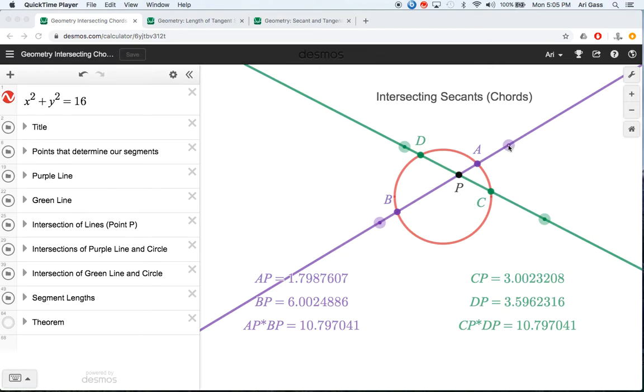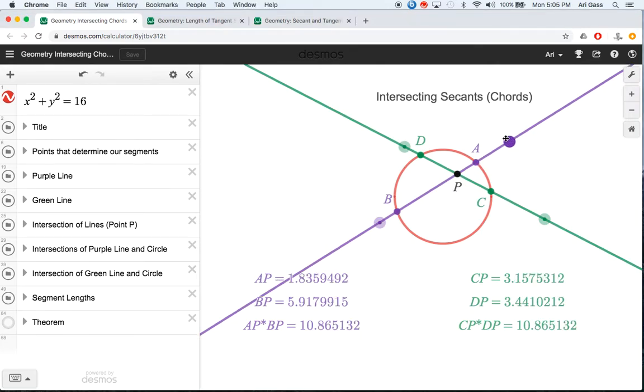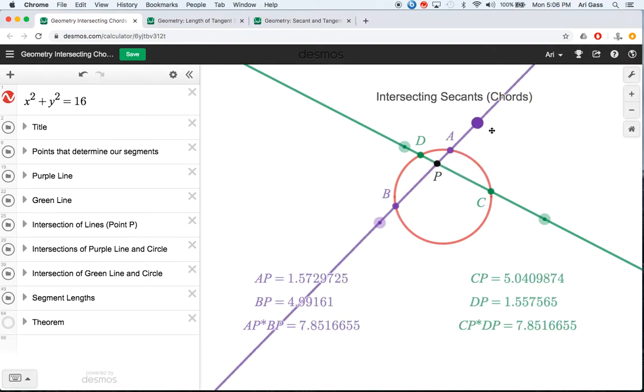Now, no matter where these segments are, you might notice down here at the bottom, I'm calculating the lengths of AP, that segment, the length of BP, that segment. I'm calculating the length of CP, and I'm calculating the length of DP. And at the bottom, I'm doing something curious. I'm multiplying AP times BP, and I'm multiplying CP times DP. And this is curious. Their products are exactly the same, regardless of where these two segments are.